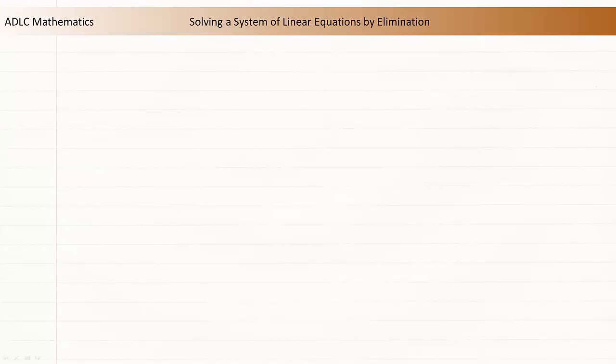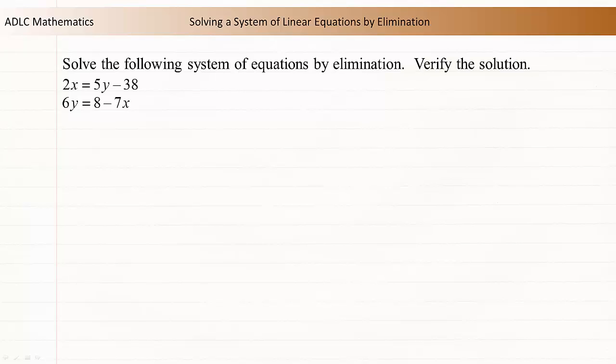A third method for solving a system of linear equations is called elimination. This strategy differs from substitution in how the variable is isolated. However, the second part of both strategies is the same. Let's look at an example.